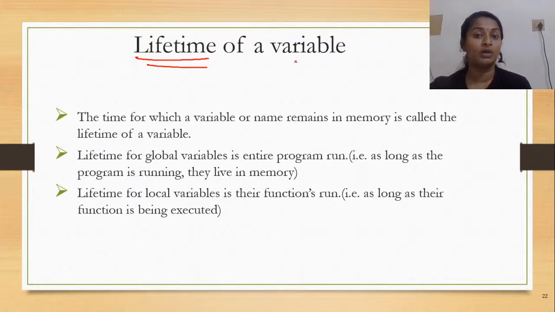Now, what are we talking about? We are talking about a variable, and then we have prefixed the word lifetime with the variable, right? So, lifetime of a variable means where and all the variable has life, from what point to what point, okay? The time for which a variable or name remains in memory is called as the lifetime of a variable. Is the idea clear? So the time for which a variable or a name remains in memory is called as the lifetime of that particular variable.